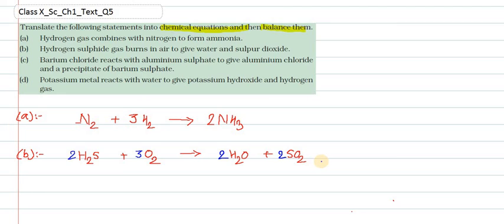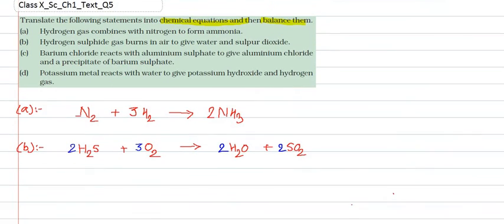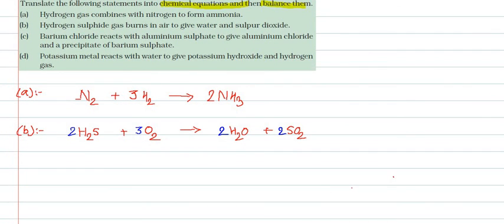Now let's count the number of atoms. Number of hydrogen on the left hand side is 4. Number of hydrogen on the right hand side is also 4. Number of sulfur on the left hand side is 2, and number of sulfur on the right hand side is also 2. The number of oxygen in the left hand side is 6, therefore number of oxygen in the right hand side is also 6. So this equation is balanced. Now let's move to the third part.